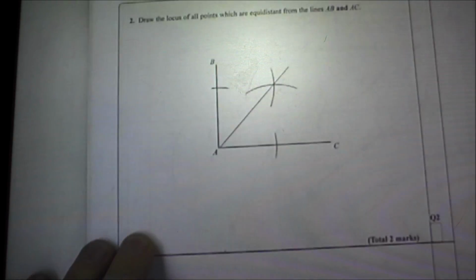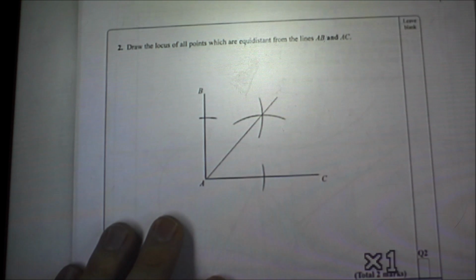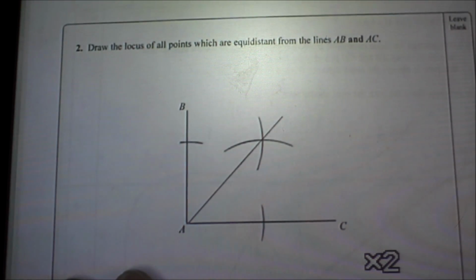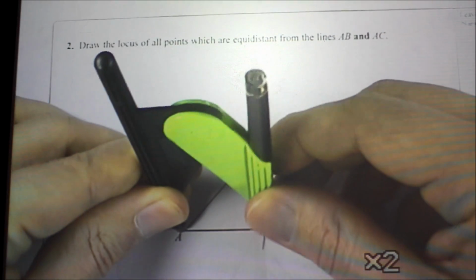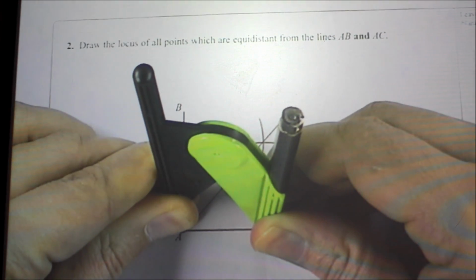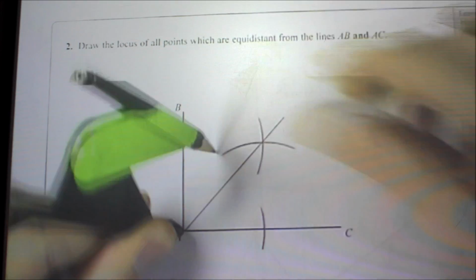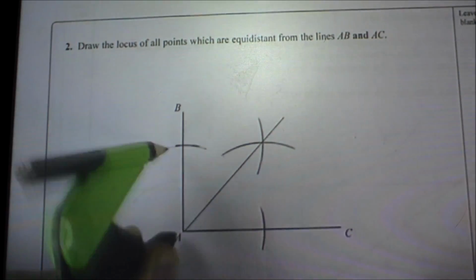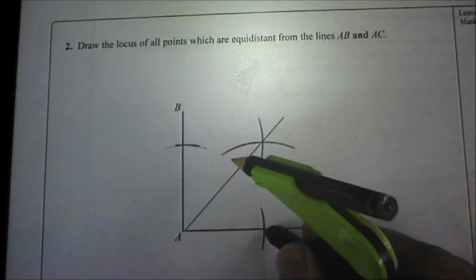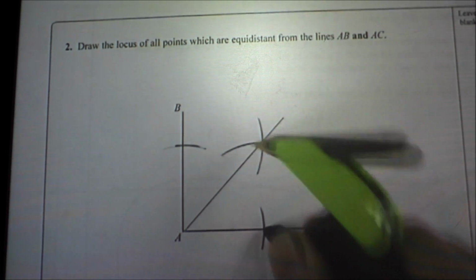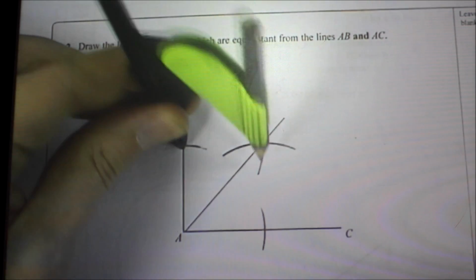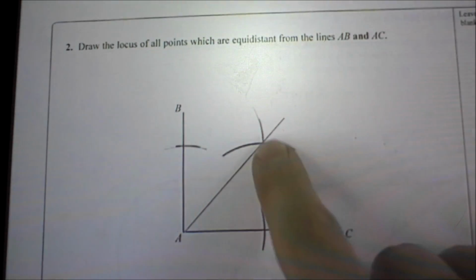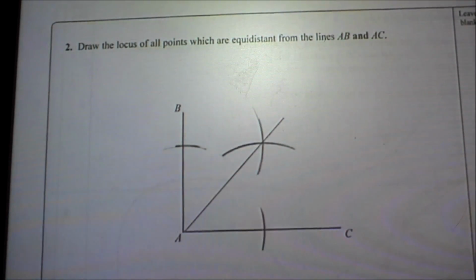Question 2. Draw the locus of all points that are equidistant from the lines AB and AC. It's asking you to bisect the angle. What you do is this. You set your compass up there. I've drawn that one first, and then I go and draw that one. And then I use these points, put that on the point there, draw that one up there, do the same with the other one, and then connect up through that line till it hits the point there in the middle.